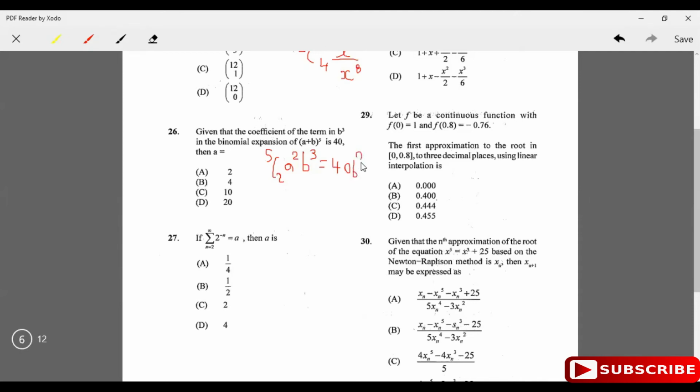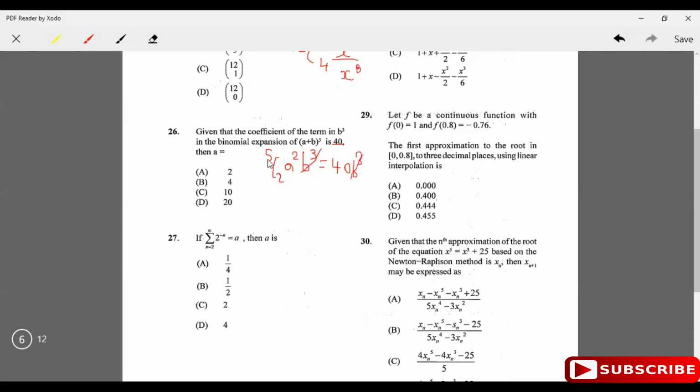Why say 40b cubed, sir? Because that's what they tell us. They tell us that the coefficient of b cubed is 40. And so you put a 40 before the b cubed. So we're trying to find a. So now b cubed is going to cancel from each side.